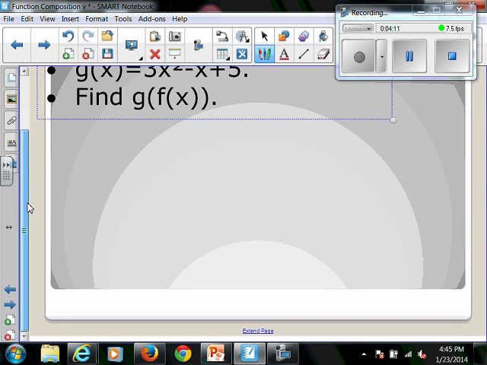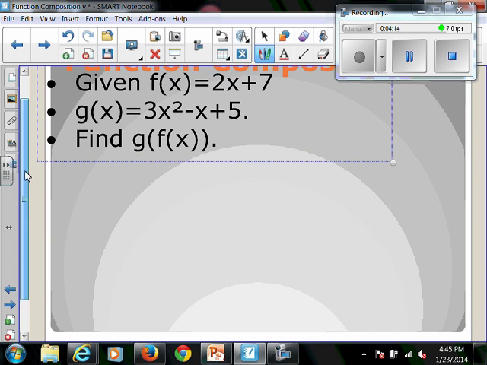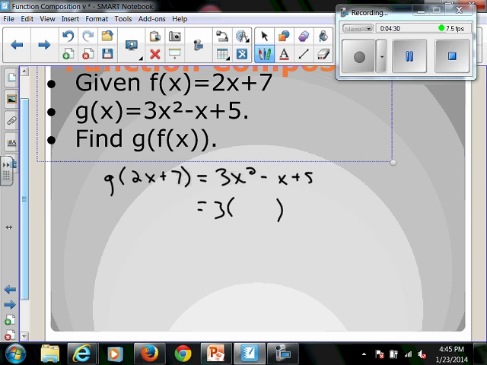Now I believe this is the hard one. g of f of x, so we're going to substitute f of x, 2x plus 7, into g, 3x squared minus x plus 5. Everywhere where I see an x, I'm going to put parentheses. I have 2 x's, so I'm going to have 2 parentheses. 2x plus 7 goes in both parentheses.